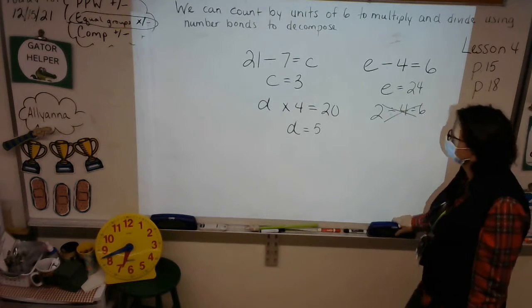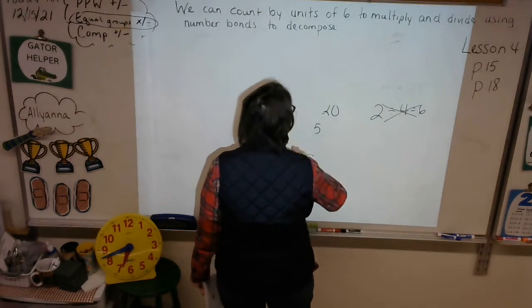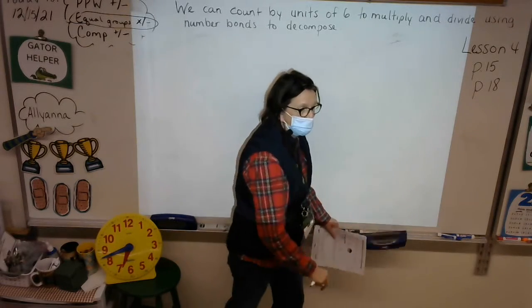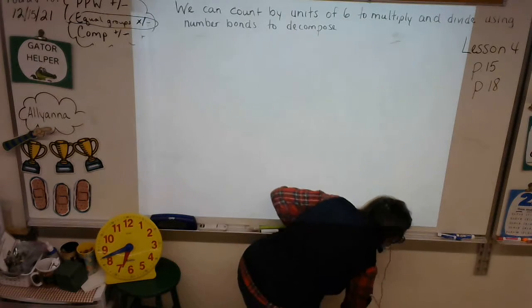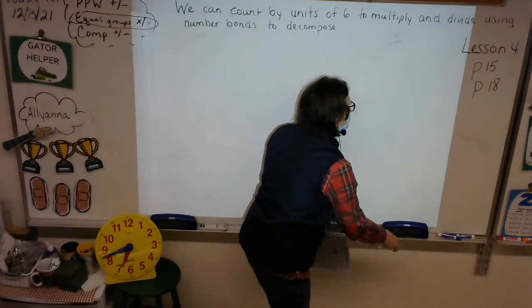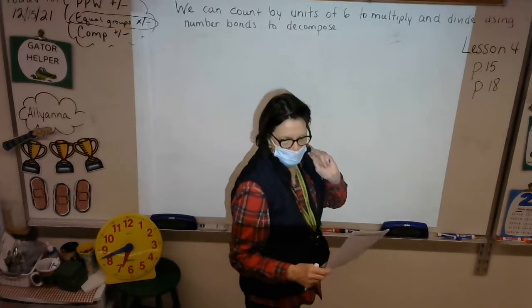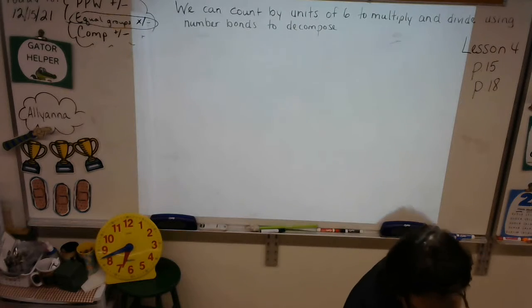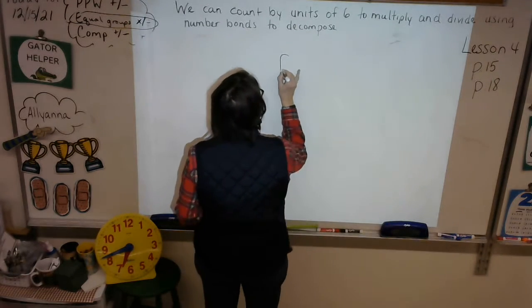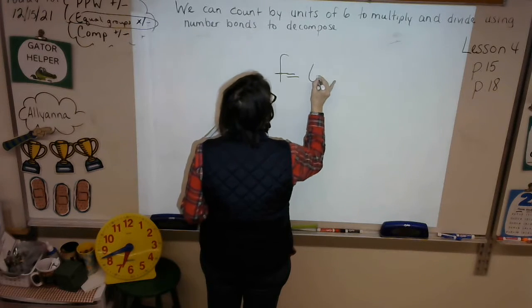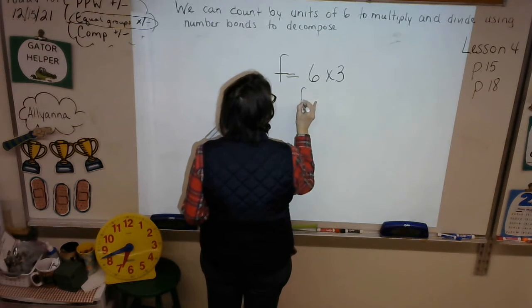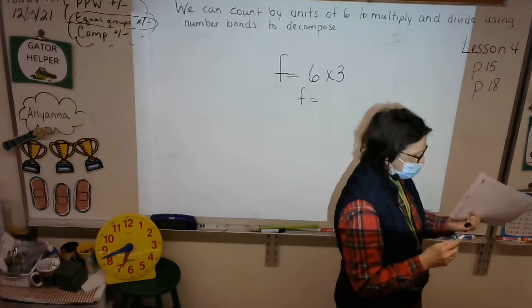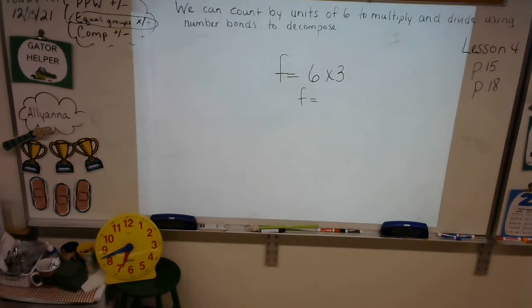All right, let's do one more. So on your exit ticket, you're going to be expected to solve problems with a letter in them and tell us what the letter represents. Sorry about that, everybody. I should have erased those because I want to give you an example of every one. Okay, F equals 6 times 3. What does F equal? Got it. Okay.